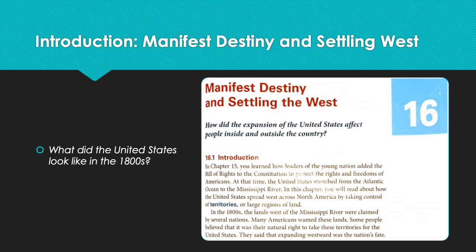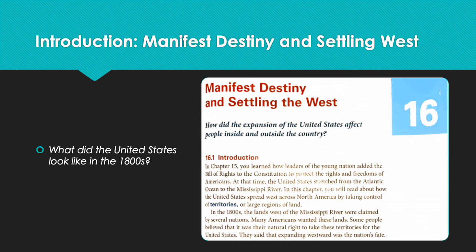In the 1800s, the lands west of the Mississippi River were claimed by several nations. Many Americans wanted these lands. Some people believed that it was their natural right to take these territories for the United States. They said that expanding westward was the nation's fate. This concept is known as manifest destiny, and we'll talk about that more over the course of the unit.